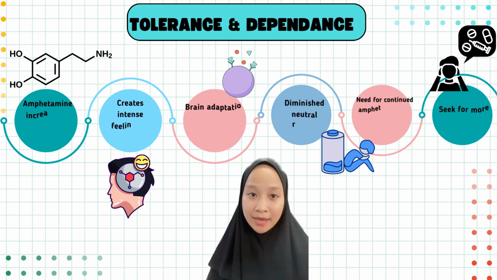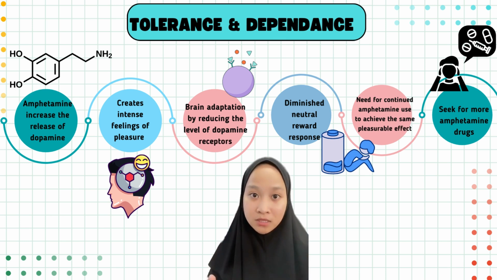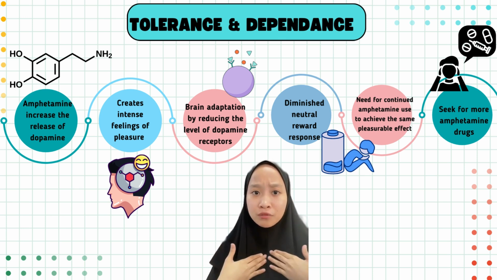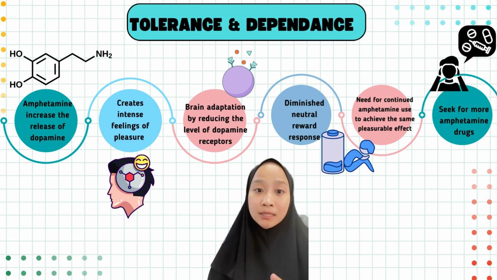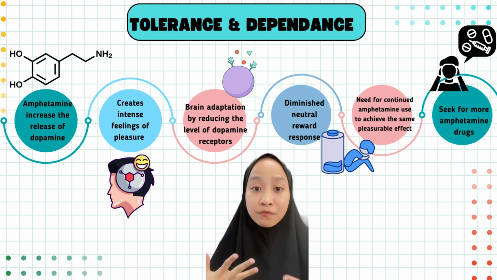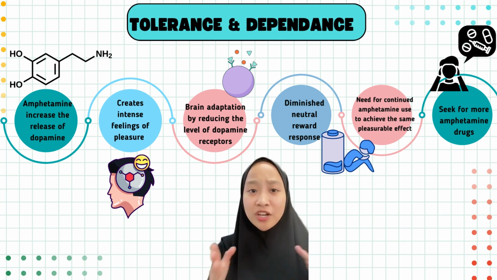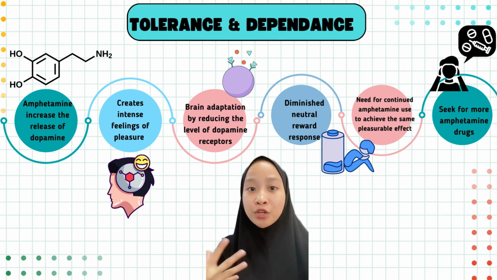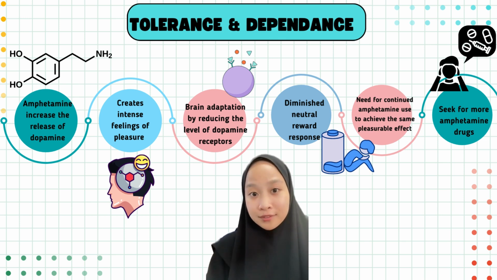Next, we move on to dependence. Initially, amphetamines create intense feelings of pleasure by boosting the dopamine levels. However, as the brain adapts by reducing the dopamine receptor, the natural reward response diminishes, leading to an inability to feel pleasure. To counteract this, individuals increase their amphetamine use to achieve the same pleasurable effect, resulting in a cycle of dependence. To conclude, tolerance and dependence on amphetamines develop through the brain's adaptation to continuous stimulation, requiring a higher dose for the same effect and creating a compulsion to seek more of the drug.